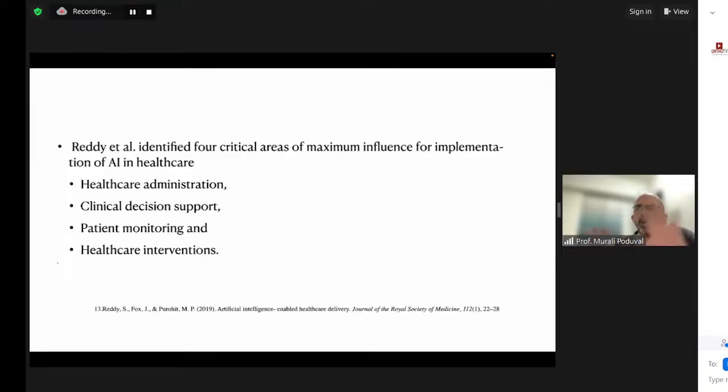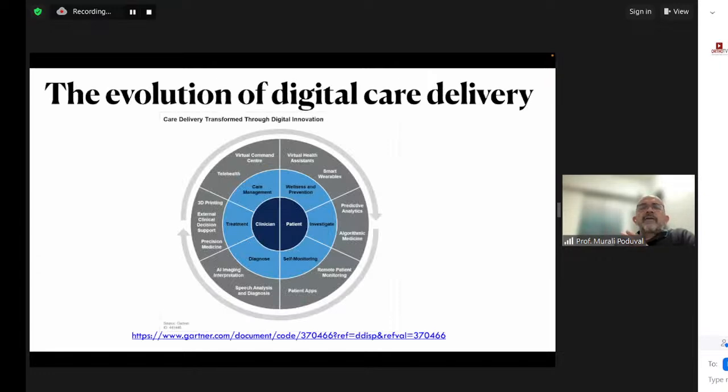If you look very broadly into the aspects of healthcare, you can look at healthcare administration, clinical decision support, patient monitoring, and healthcare intervention. This is where AI is at a very, very high level making an impact. And if you see the evolution of digital care delivery, it is more or less the basis of that are our AI and ML algorithms.